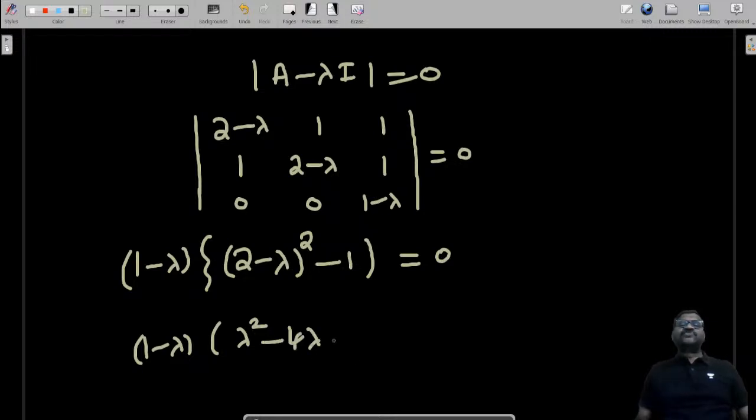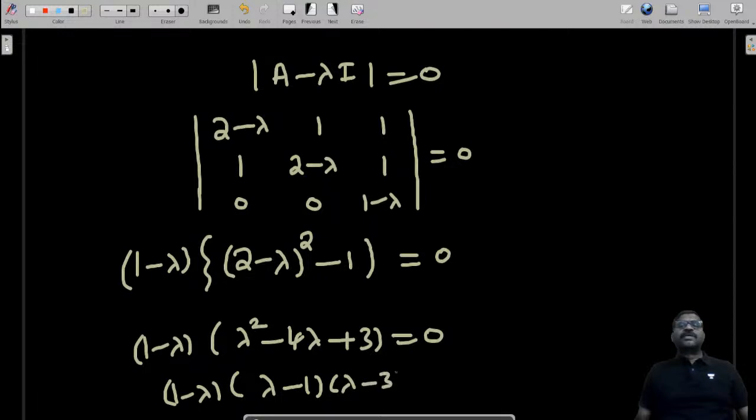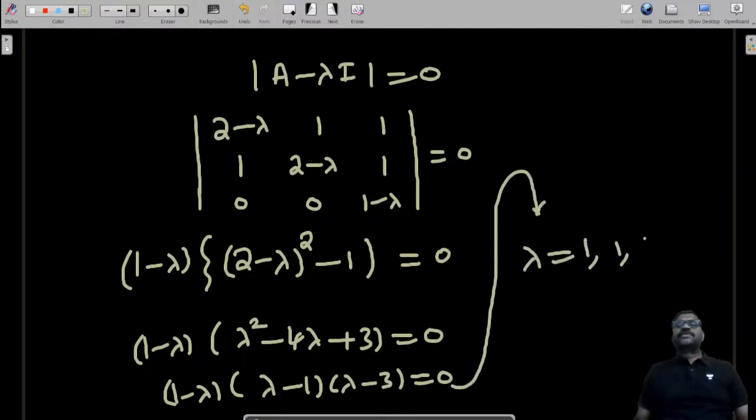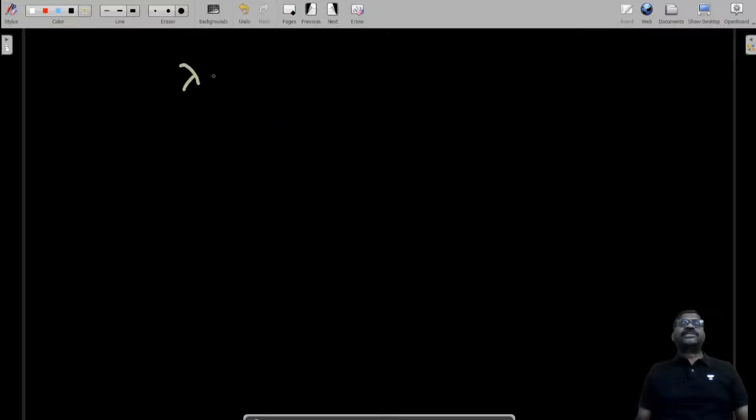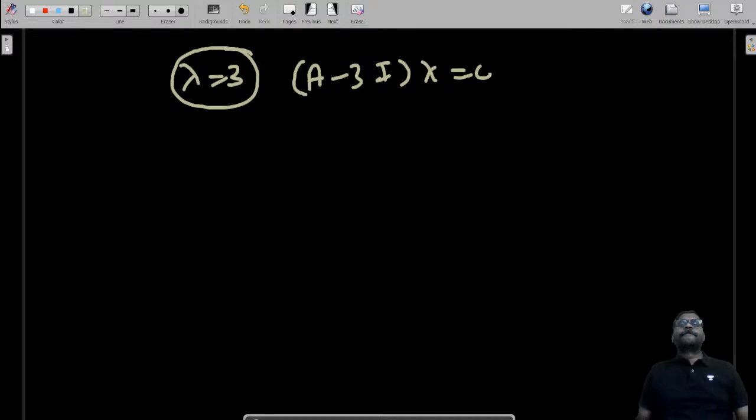Lambda square minus 4 lambda plus 4 minus 1, that is lambda square minus 4 lambda plus 3, which is (lambda minus 1)(lambda minus 3) equal to 0. From this you can write lambda equal to 1, 1, 3. So what is the largest eigenvalue? 3 is the largest eigenvalue. So corresponding to lambda equal to 3, we have to find the eigenvector.